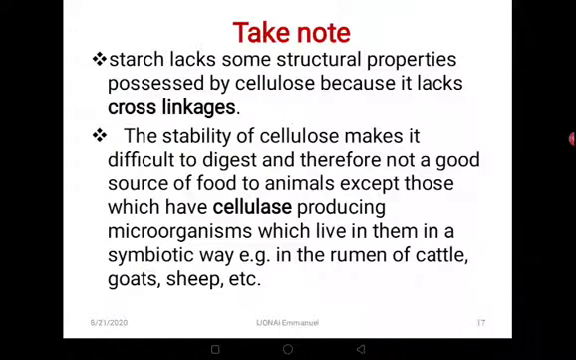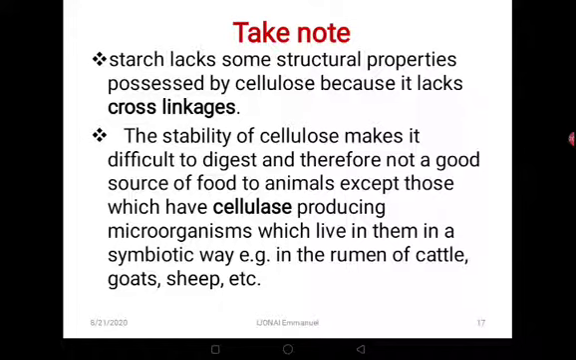Let's proceed. So let's take note. Starch lacks some structural properties possessed by cellulose because it lacks the cross linkages. So the cross linkages you saw from cellulose make cellulose very much stronger than starch. So starch cannot match the strength of cellulose.